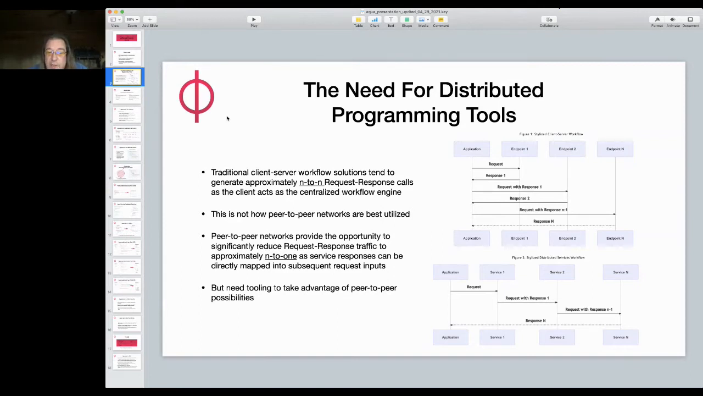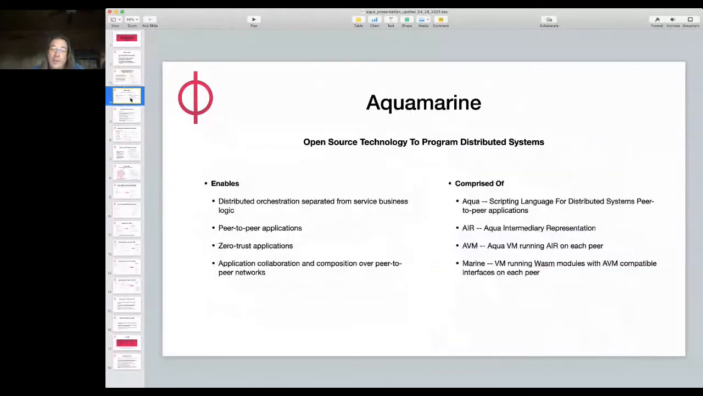However, that just doesn't fall out from using peer-to-peer. You actually have to work for it. And this is where Fluence, and in particular Aquamarine, comes in. It makes this work very, very easy. So what's Aquamarine? Aquamarine is a set of technologies to program distributed systems. It's comprised of two languages. One is a high-level scripting language called Aqua, and the other one is a low-level language called Air.